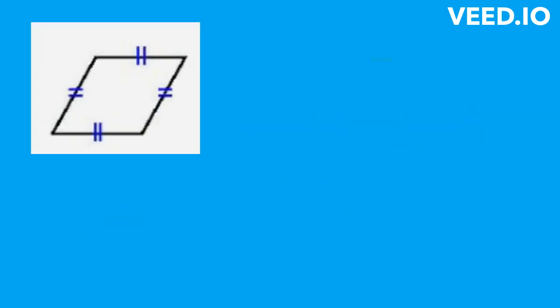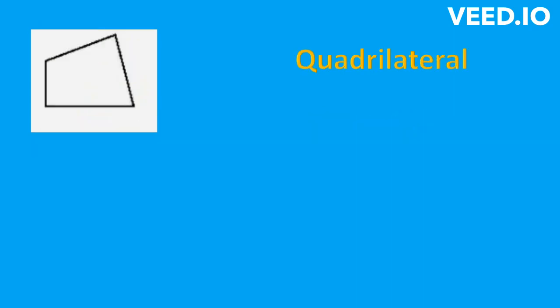Now we have a question here where all sides are equal. So this is a rhombus. All sides are equal. Can this shape be a kite? No, because in a kite, the adjacent sides are equal. It can be a square because a square has right angles. So this is a quadrilateral.